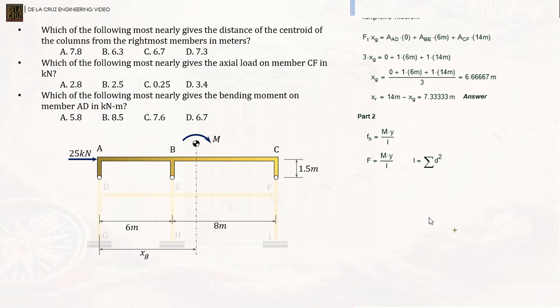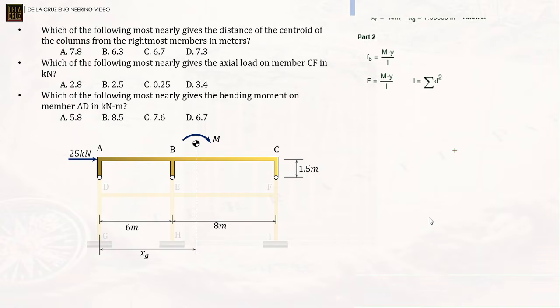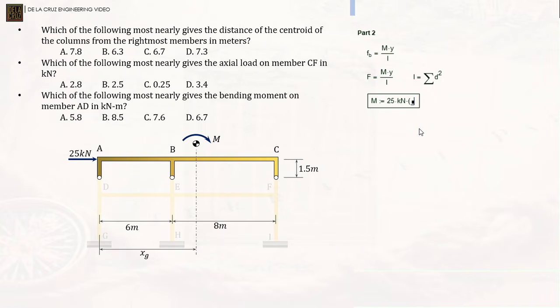So, I will get the M first. Okay, part 2 here. I will calculate the M, and as you can see, this is the only force involved on this section. So the moment should be 25 times 1.5 meters. That's all, very easy. Clear? It's really easy. That would be 25 kilonewtons, multiplied by 1.5 meters, in kilonewton meters. That is 37.5 kilonewton meters.